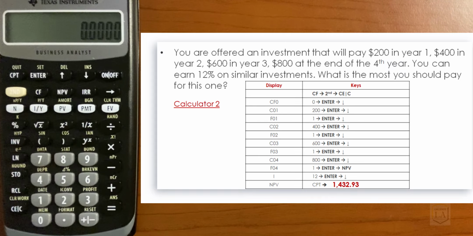So, the next exercise says you're offered an investment that will pay 200 in year 1, 400 in year 2, 600 in year 3, and 800 in year 4. All right. And your interest rate is 12%. And what is the most you should pay for this one? So, what that means is, if you were having that kind of investment, how much do you need to pay for that? Which means how much you need to pay for that right now, asking for the present value.